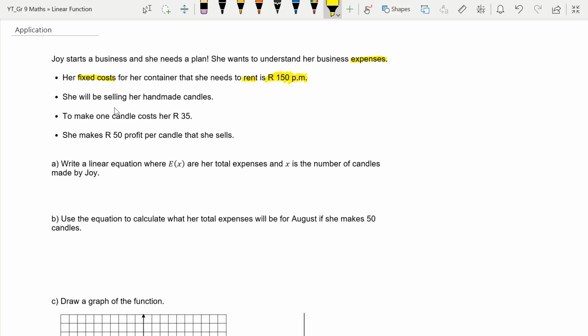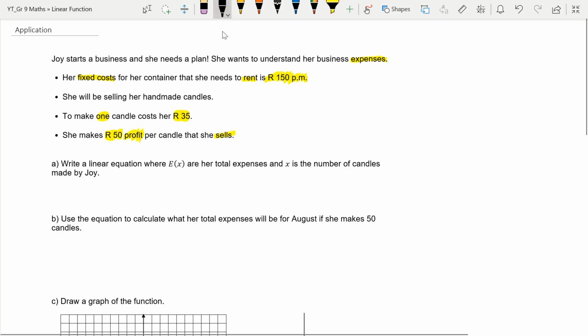She will be selling her handmade candles. To make one candle would cost her 35 Rand. Okay, so that's obviously an expense. It's money that she needs to spend to be able to make this candle. Then it says that she makes 50 Rand profit. Profit. So it's not what she's selling it for. That is the profit that she's making from every single candle that she sells.